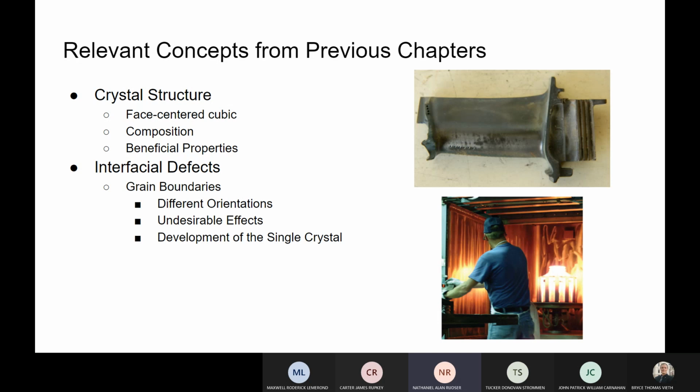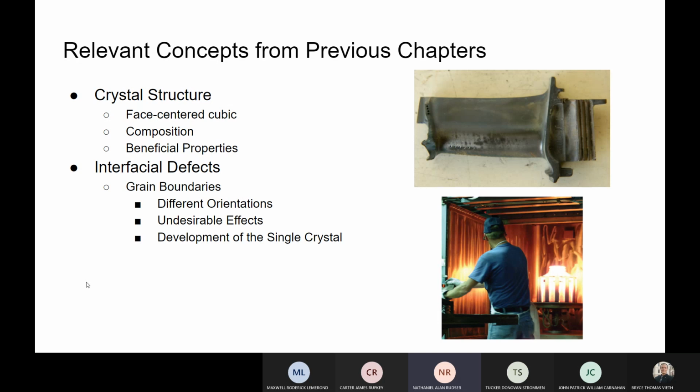Another topic we covered was interfacial defects in Chapter 5, specifically grain boundaries. Before the creation of single crystal blades, the conventionally cast turbine blades consisted of grains that formed during solidification in the casting mold. This meant that each grain would have a slightly different crystal lattice orientation than its neighbor, which caused interfaces between the crystals to not be aligned. The life of the blades would be shortened due to corrosion and cracks forming at grain boundaries. In a single crystal, all unit cells interlock in the same way and have the same orientation.